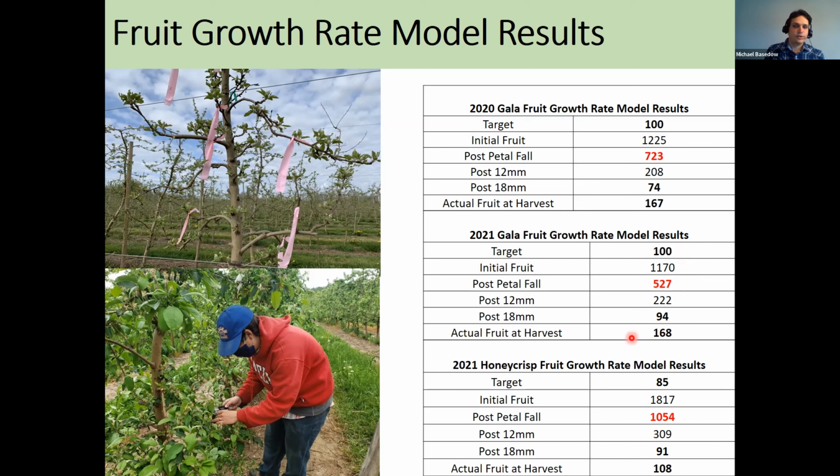And then looking at our 2021 Honeycrisp, we were targeting 85. Our initial fruit was at 1817. Following our bloom thinners, we were at about 1,000. And then finally, following all of our thinner applications, it was predicting we were at 91. And we actually picked about 108 off of each tree, so we were fairly close on that one. But Terrence will talk more about the fruit growth rate model shortly.